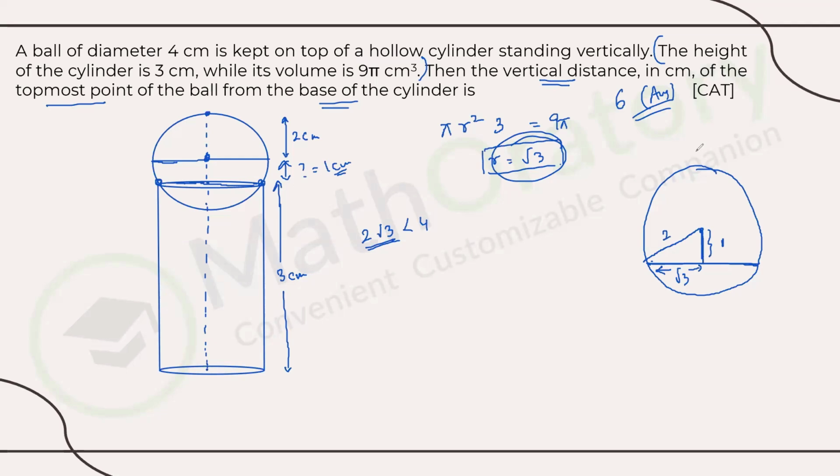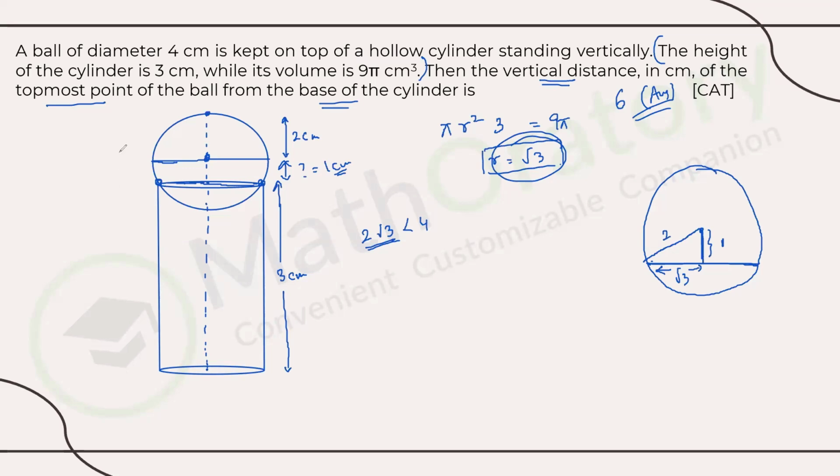So for example, the ball is on top of a hollow cylinder. The first question that should come to our mind is how much of the ball is inside. So for example, if the diameter of the ball were less than the diameter of the top of the cylinder, then the ball would have fallen down, isn't it? Right. So if that is the case, then the vertical distance of the topmost point of the ball from the base of the cylinder will simply be the diameter of the ball. So you don't have to solve anything for that, right?